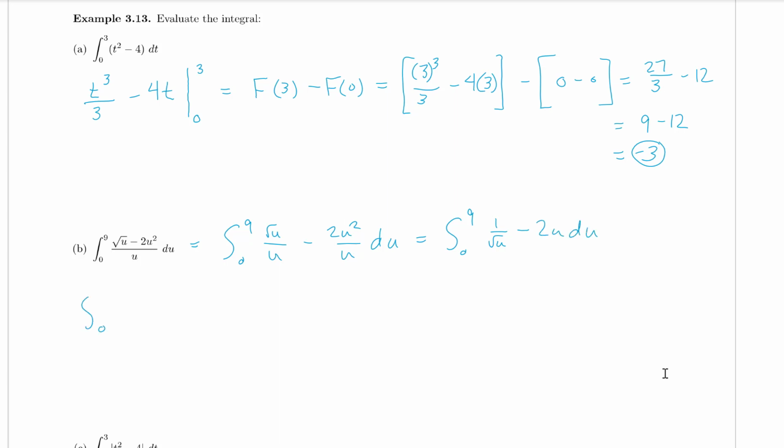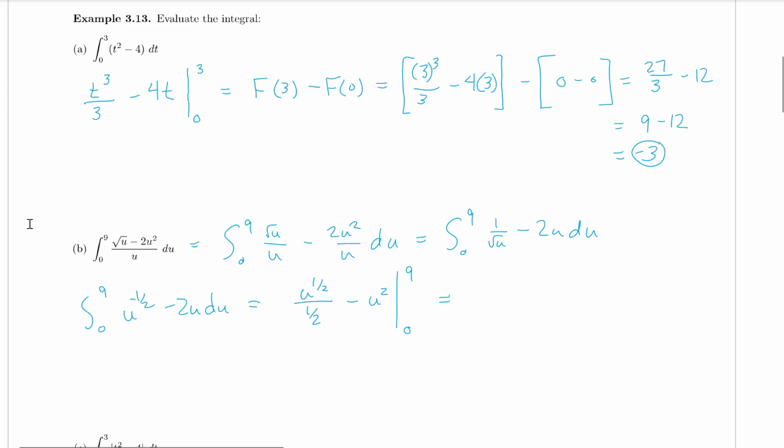And I'm going to go ahead and rewrite those in power function notation so that we can find the antiderivative a little bit more easily. So we get u to the negative 1/2 minus 2u du. Now when we find the antiderivative, we're going to go u to the 1/2 divided by 1/2 minus u squared. And now that I've calculated the integral, I need to change my notation to show that we're evaluating this antiderivative from 0 to 9. We've already taken the antiderivative, so I have to drop this integration symbol.